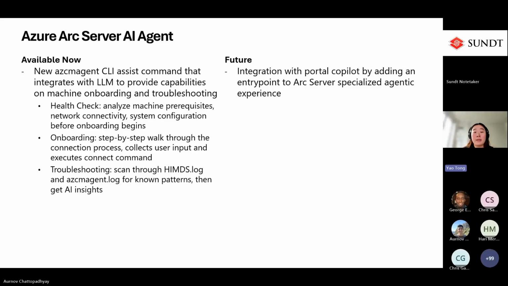There are 3 subcommands. Health check analyzes machine prerequisites, network connectivity, and system configuration before onboarding even begins. The onboarding subcommand is a step-by-step walkthrough of the connection process, which also collects user input and executes the connect command. And last but not least, there is a troubleshooting subcommand, which can scan through the HIMDS log and AZCM agent logs for any known error patterns and then get AI insights. I will start with a quick demo.